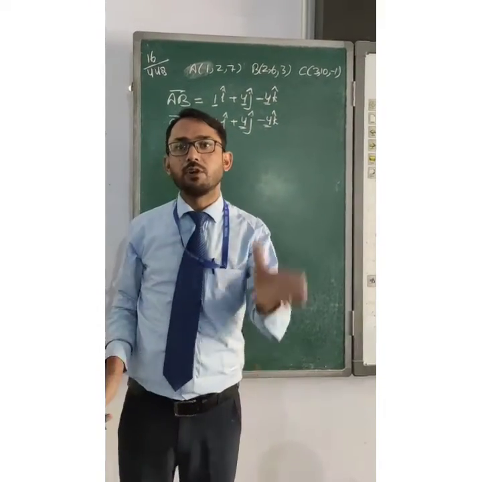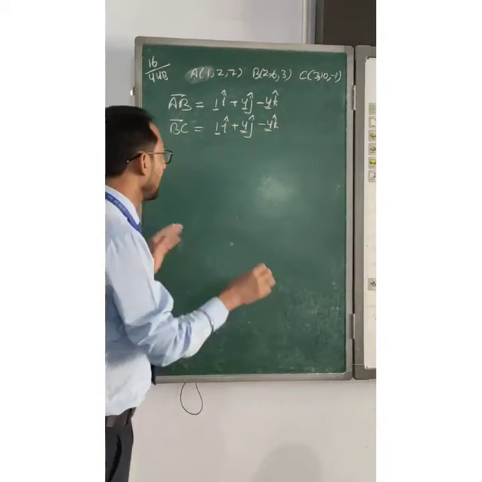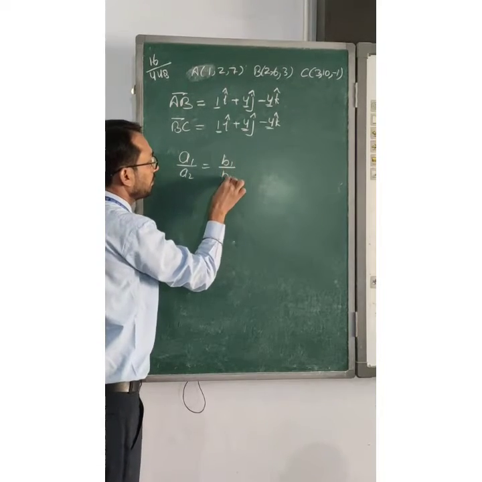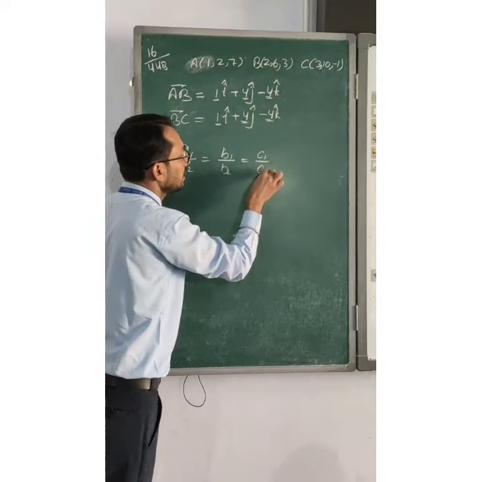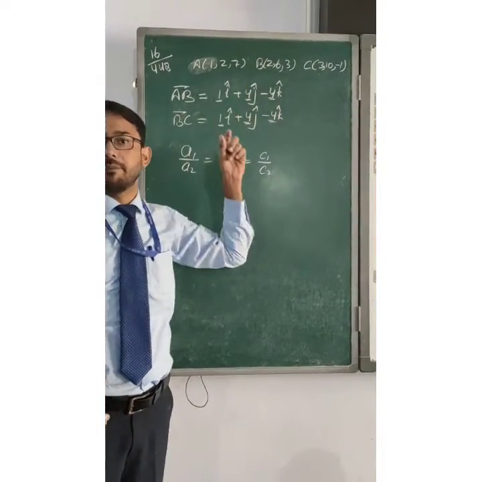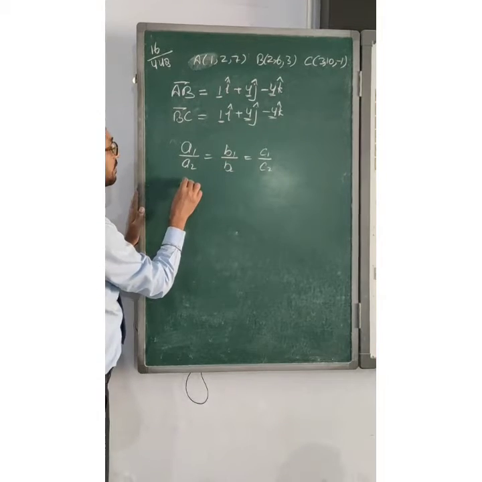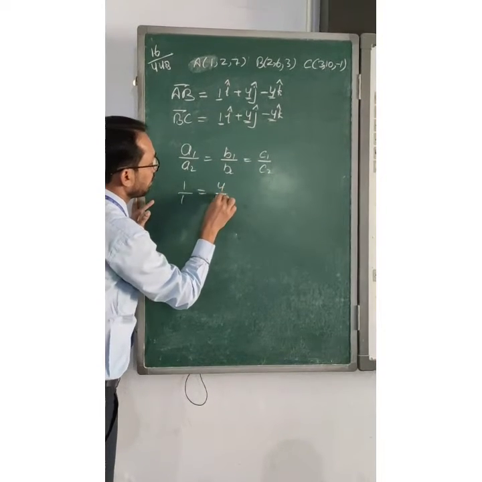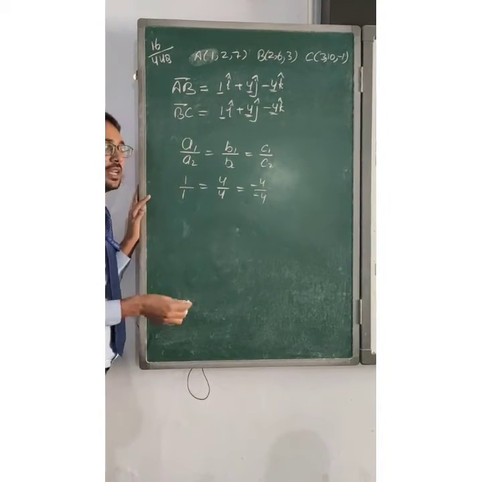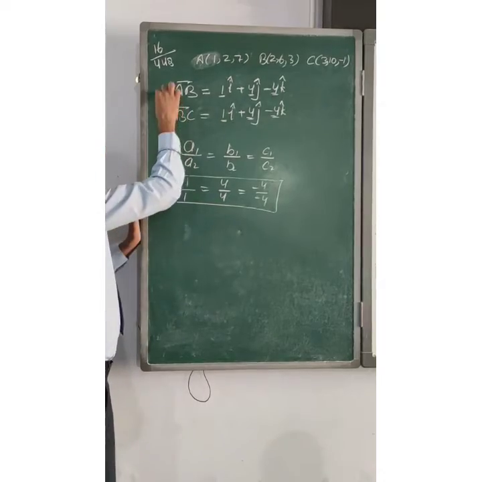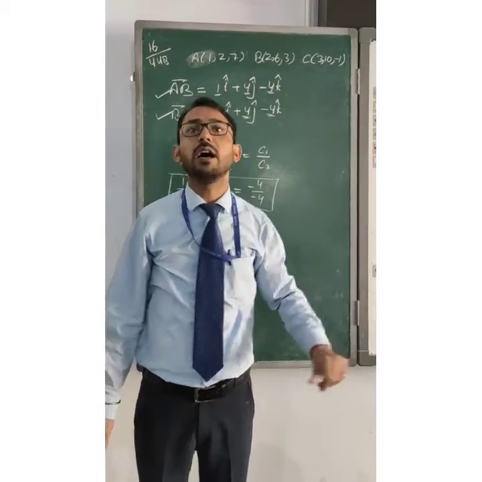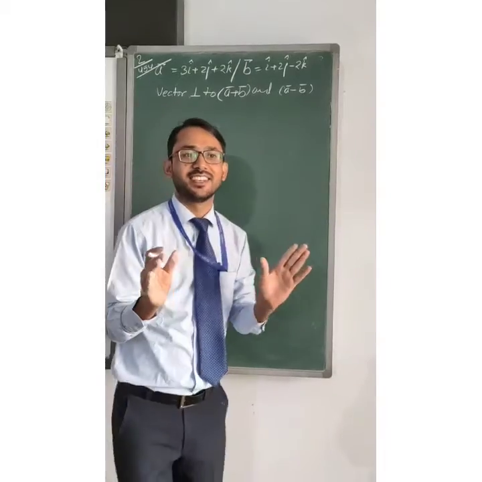For collinear, for parallel vectors, we know the concept A1 upon A2 equals B1 upon B2 equals C1 upon C2. They are collinear, lie on a line, means same vector and they are same. But I am showing you with this concept, so 1 upon 1 is equal to 4 upon 4 equals minus 4 upon minus 4. So they are giving us the same ratio, that indicates the given two vectors or the 3 points are collinear, they lie on a line.